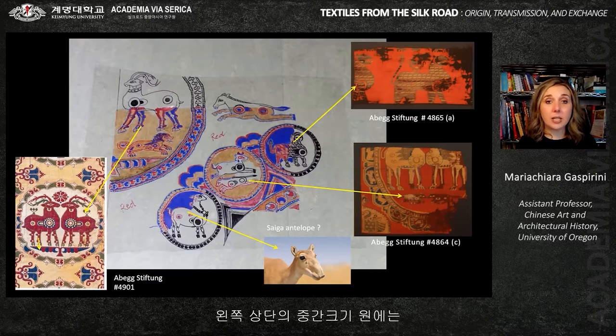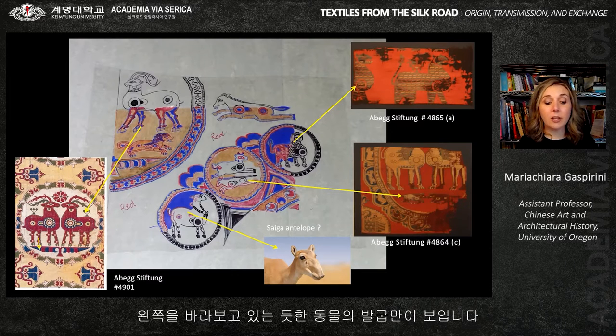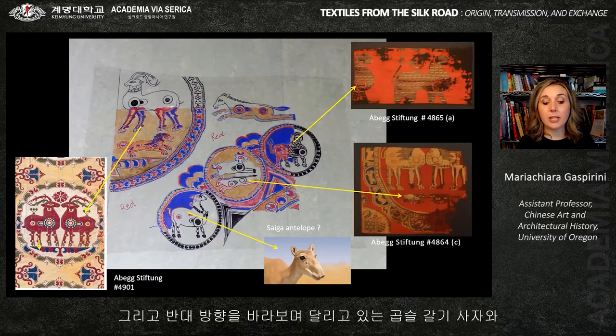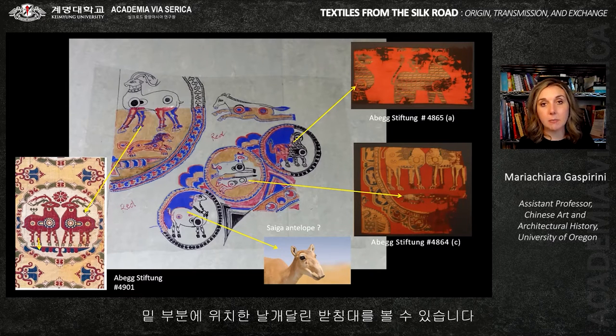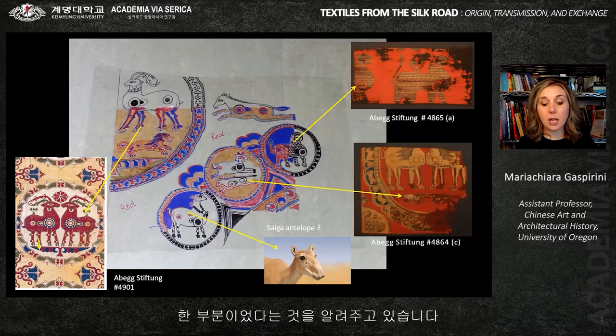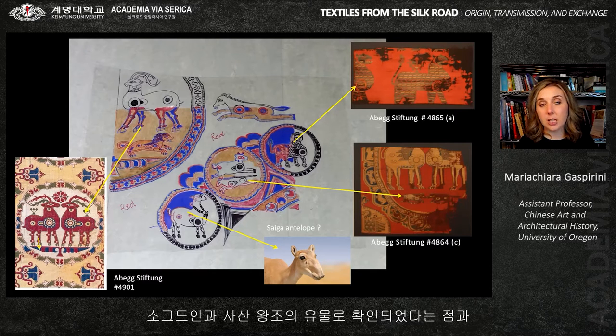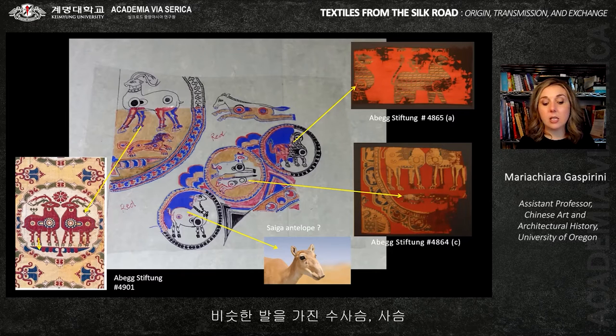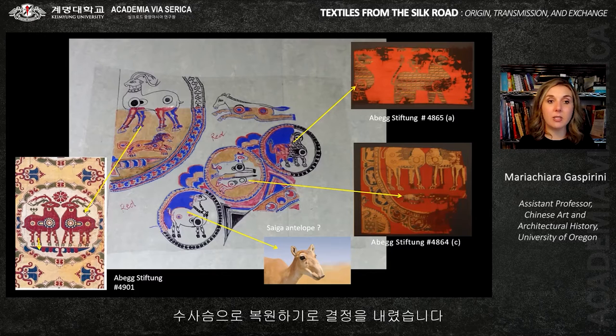Regarding the top left mid-sized roundel, only the hoofs of an animal facing left, followed by a stretched curly mane lion facing the opposite direction and a winged pedestal at the bottom were visible. This element suggested that they were part of a roundel that framed a mirror image, likely another animal. By considering several textile fragments generally identified as Sogdiano-Sasanian, meaning Central Asian or Iranian, featuring stags, deer, and antelopes with identical feet, I decided to reconstruct the missing animals as stags.